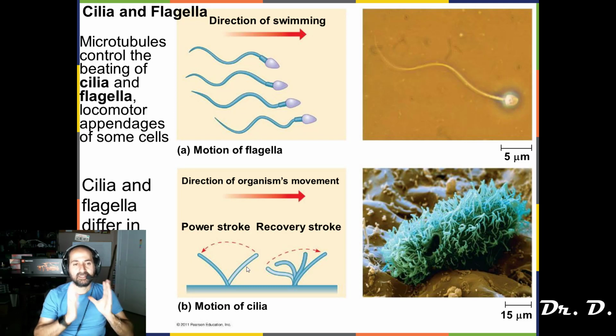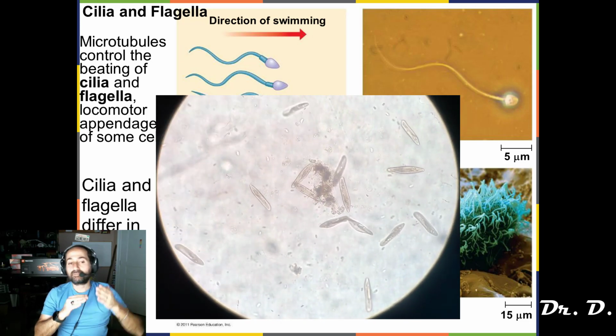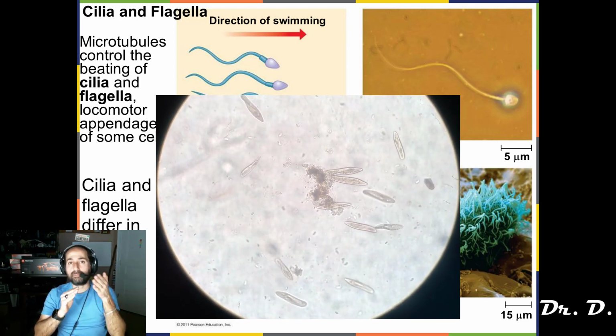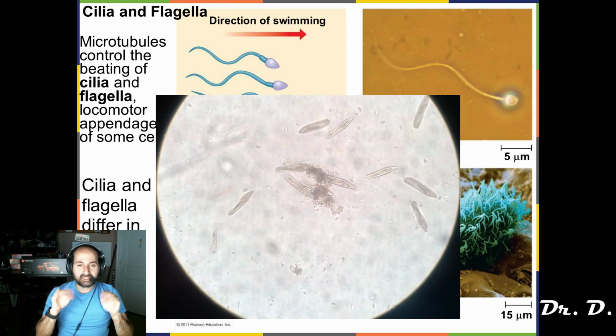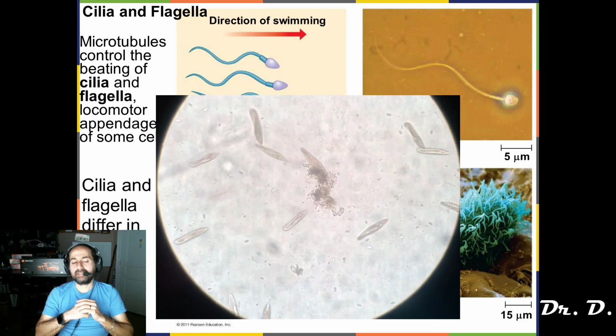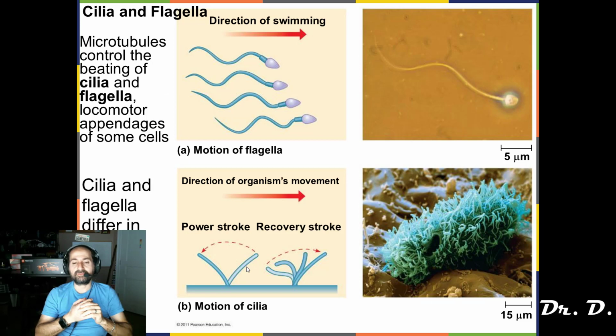And where do we see cilia? Because we know we see flagella with sperm. Where do we see cilia? Well, do you guys remember the paramecium cells? I'll show you a picture of that. The paramecium cells from Lab 7, those were being propelled by cilia, the beating of the cilia. Okay, where else do we see cilia? This is a fun fact for you. The lining of your lungs, inside of your lungs, you have cilia.